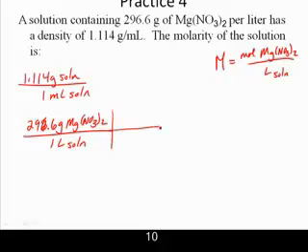So magnesium nitrate is, let's see, 24, and I've got 2 nitrogens, it's 28, 3 times, so 148 grams of magnesium nitrate in 1 mole.